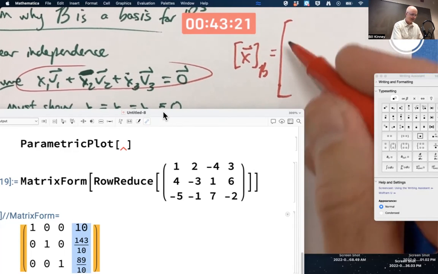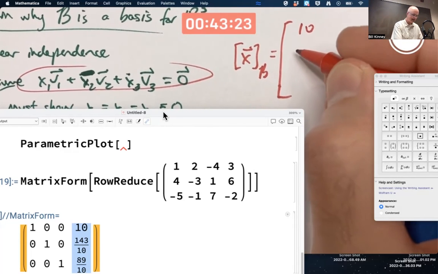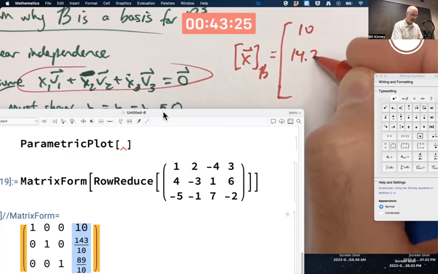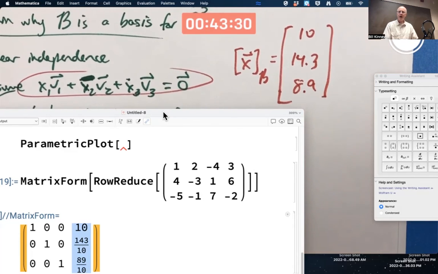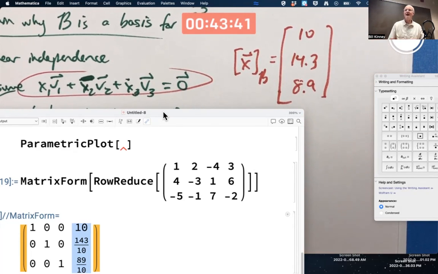The numbers here, 10, oh, I can write these as decimals nicely, 14.3 and 8.9. Those numbers would represent the original vector in the new coordinate system. I did row reduction to solve for that.